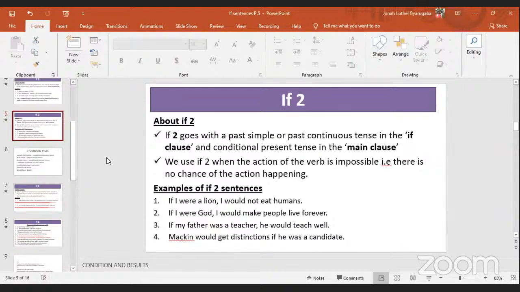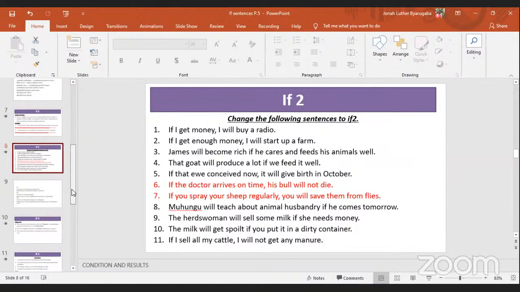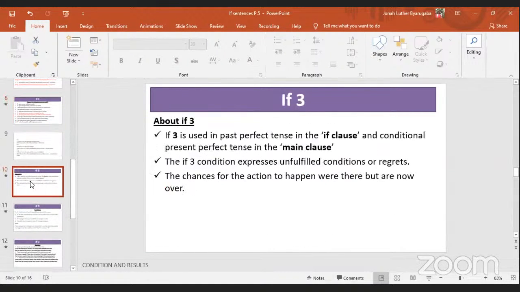Nakia would join. That is if two. We talked about it earlier. We said in if three, this is the principal thing that you should remember. If three, we use the past perfect tense in the if clause. And I told you, do you know how to express any sentence in the past perfect tense? You said no. So I told you the past perfect tense is denoted by the helping verb had. So when you say had gone, that is the past perfect tense. Had gone, had anything you can think about, plus the verb in the past participle.